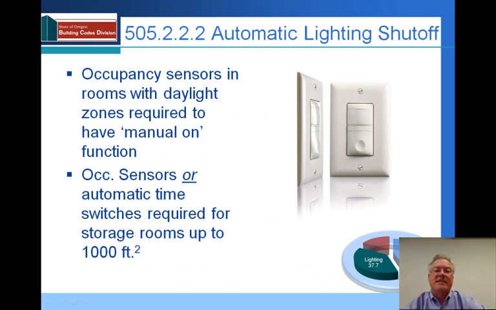In rooms or spaces that have daylight zones, the occupancy sensor is required to have a manual on function. This is really a good idea anyway, manual on, auto off, because if there's daylight available, perhaps the users of the space would not need to turn the lights on in the first place. Occupancy sensors or automatic time switches can be utilized for storage rooms up to 1,000 square feet.